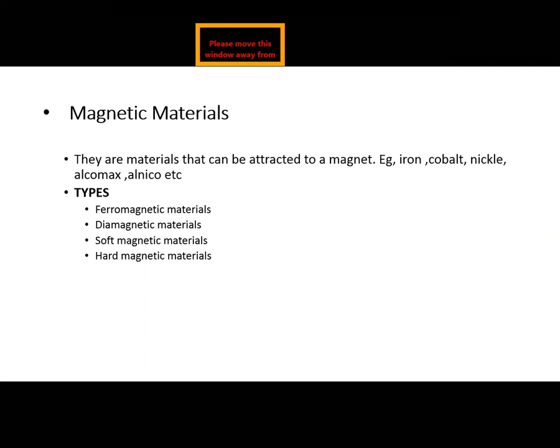An example over there, we have the types over there. That's the ferromagnetic materials. We have the diamagnetic materials. And we have the soft magnetic materials and the hard magnetic materials.